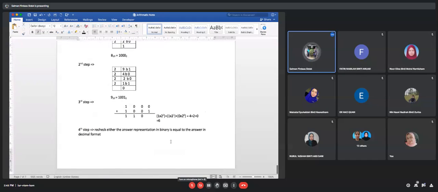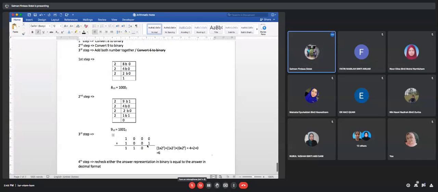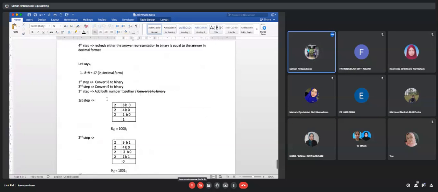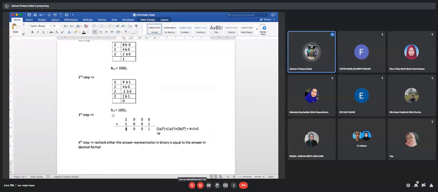Okay, then we proceed with the second example just now. Saya nak padam dulu. 0 plus 0 is 0. 0 plus 1 is 1. 0 plus 0, 0. 0 plus 0, 0. 1 plus 1? 0 carry forward 1.